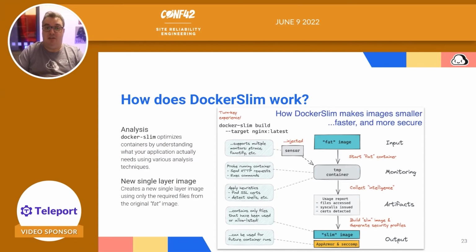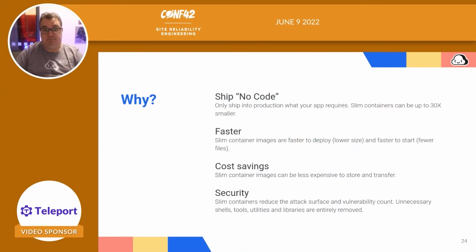You can understand your container images before and after optimization using the Slim.AI SaaS platform or the Slim.AI Docker Desktop extension. There are also a number of benefits to slimming containers. Only ship to production what your app requires. Slim containers can be up to 30 times smaller than fat containers. Slim container images are faster to deploy due to their lower size and faster to start due to having fewer files inside them. Slim containers can be less expensive to store and transfer, and slim containers reduce your attack surface.